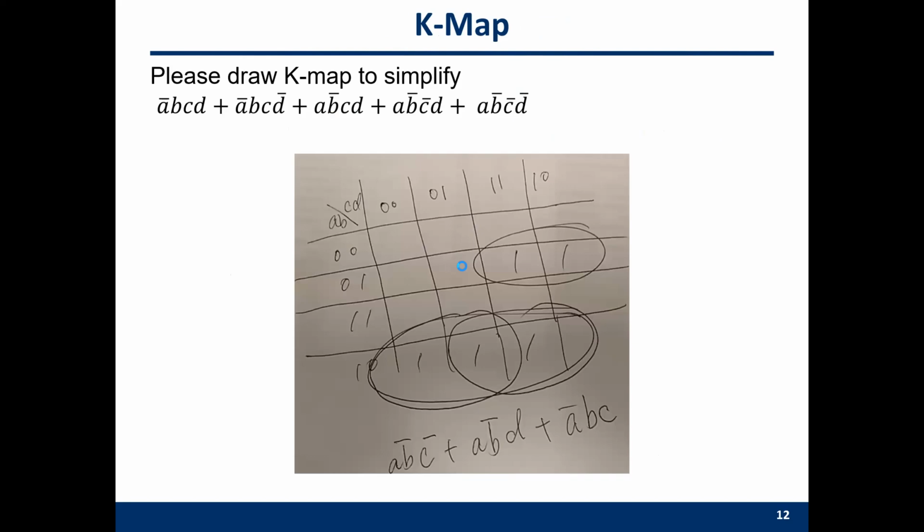The K-map is used to simplify. So this equation has 5 terms and it has 4 variables. Because it has 4 variables.